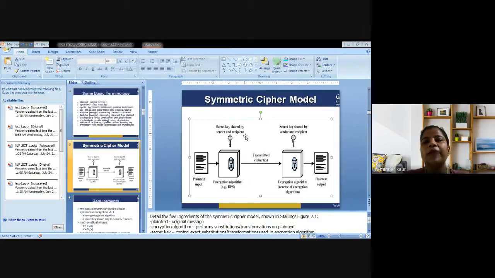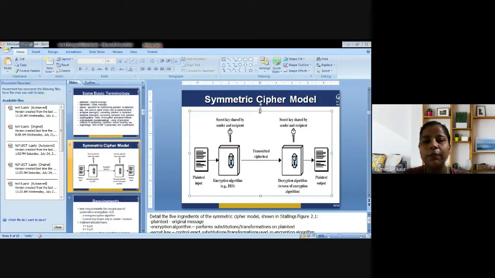Next is the symmetric cipher model. You can have a look at the symmetric cipher model. There could be a plain text given to us, and we are supposed to feed that plain text to an encryption algorithm. For example, they have used the DES algorithm, whose function is to convert 64-bit plain text into 64-bit ciphertext by using a 56-bit key.